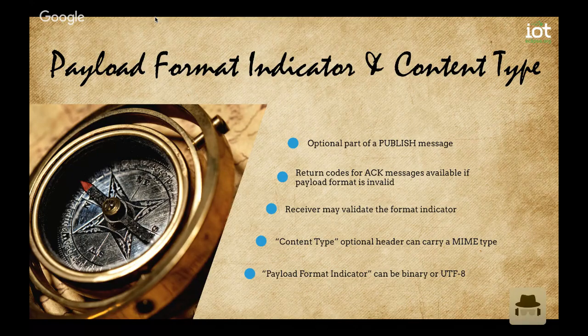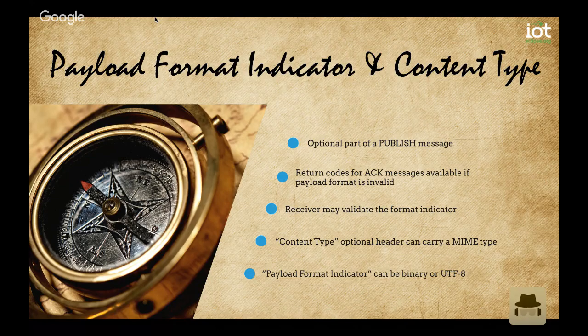And also, what is interesting, these indicators of what kind of content we have are also possible for ACK messages. And we actually get two new headers here in MQTT. This is the content type, which I said is the MIME type. And we have a payload format indicator. This is more interesting for, let's say, debugging purposes. So the sending client can say, okay, hey, we have binary data here, or we have text data, UTF-8 data.